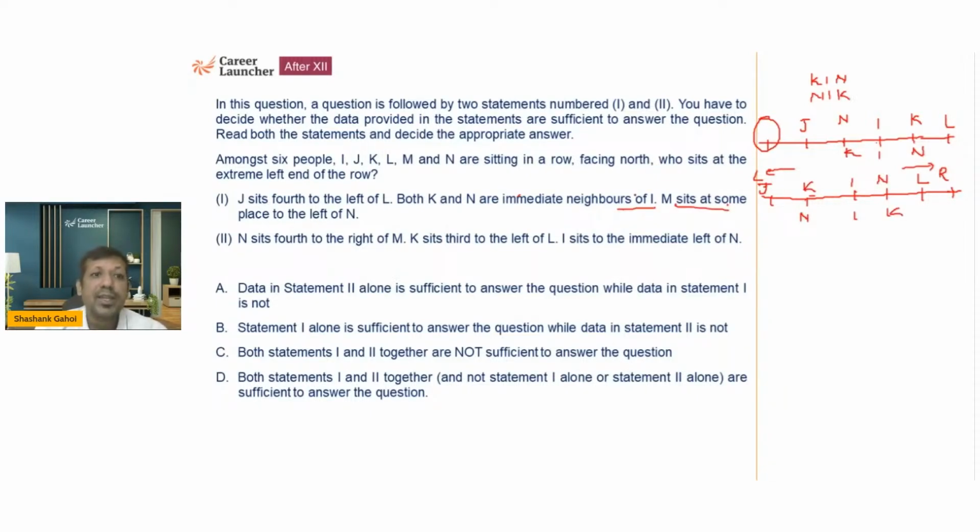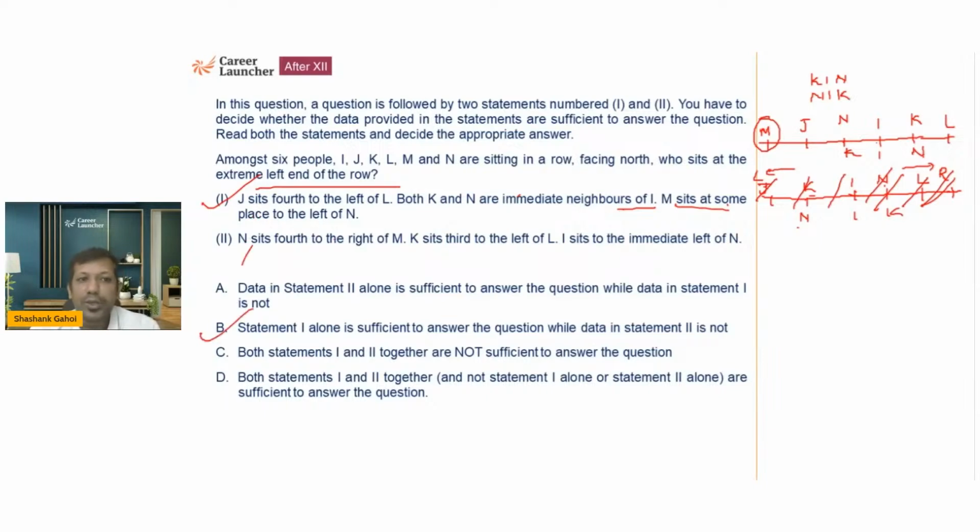M sits at the left place of N. So if N is sitting here or N is sitting here, we have only one place vacant on the left hand side, that is N. If N is sitting here or N is sitting here, we have no place empty for N. So second arrangement is rejected. It means with the help of the first statement only, I can figure out who is sitting at the extreme left end. So answer of this question is going to be option 1.